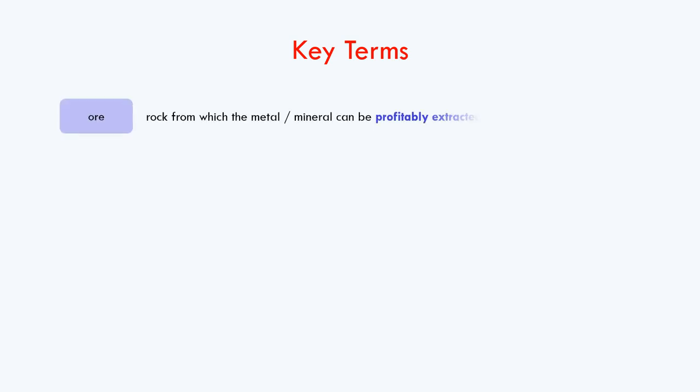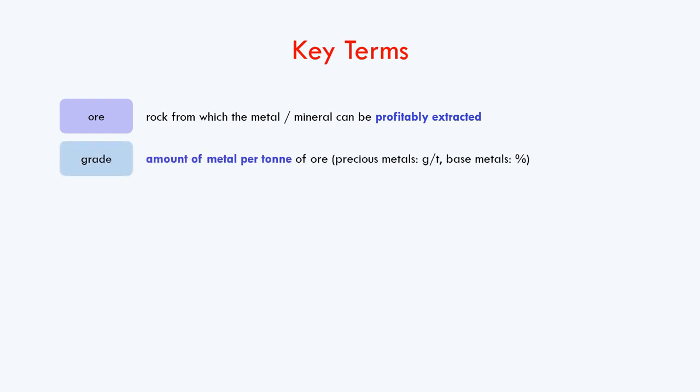Let's now review the key terms related to the mining projects that we will be using often during this course. Ore is a rock from which the metal or mineral can be profitably extracted. The grade is the amount of metal per ton of ore. When it comes to precious metals, we measure the grade in grams per ton. So we can say the grade of the ore is 1 gram per ton gold or 10 grams per ton silver. Base metals such as copper and zinc are measured in percentage.